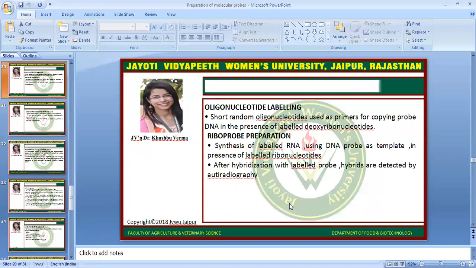Now, oligonucleotide labeling. Short random oligonucleotides are used as primers for copying probe DNA in the presence of labeled deoxyribonucleotides. Third is riboprobe preparation, the synthesis of labeled RNA using a DNA probe as a template in the presence of labeled ribonucleotides. After hybridization with the labeled probes, hybrids are detected by autoradiography.